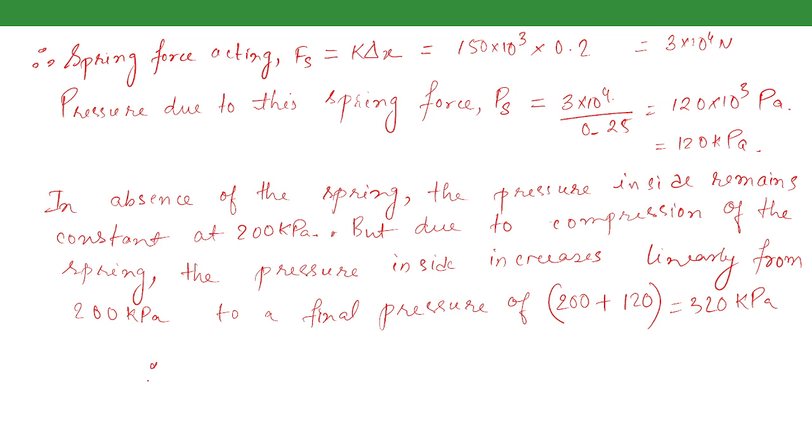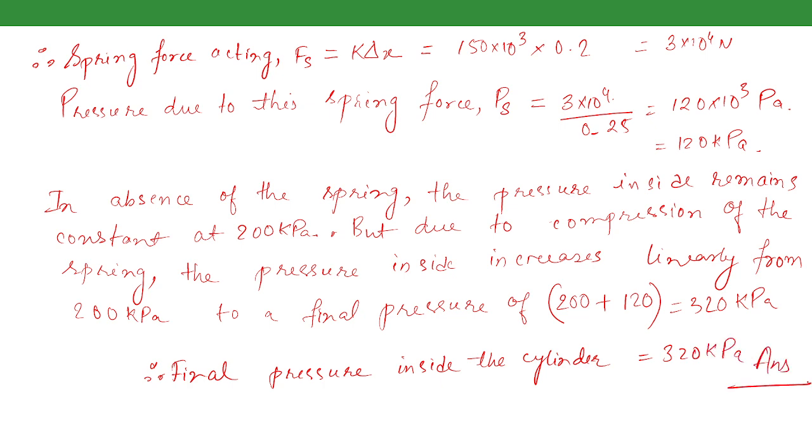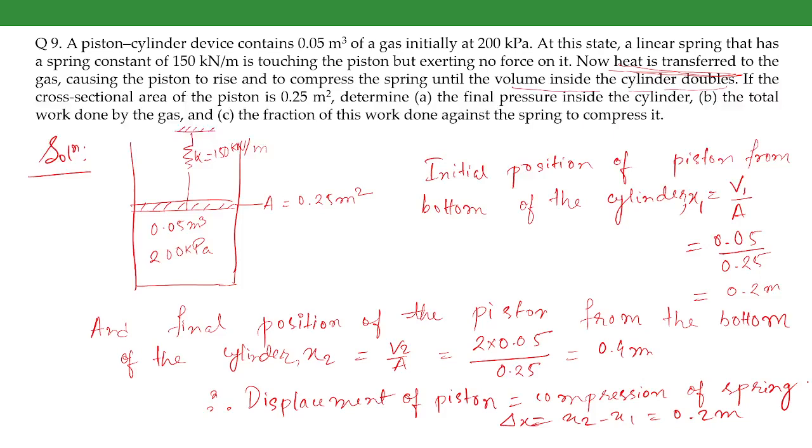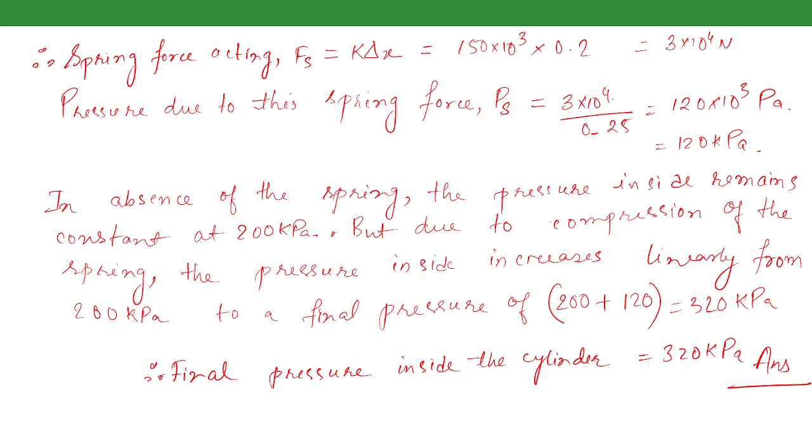Therefore, the final pressure inside the cylinder is 320 kilopascal. Okay, so what is the next part of the problem? The total work done by the gas. Okay, so this is part A. What is the total work done by the gas?